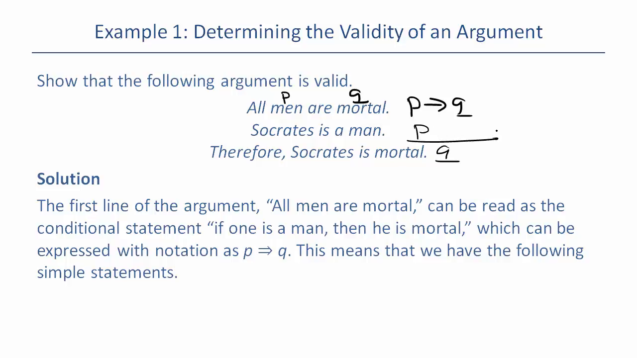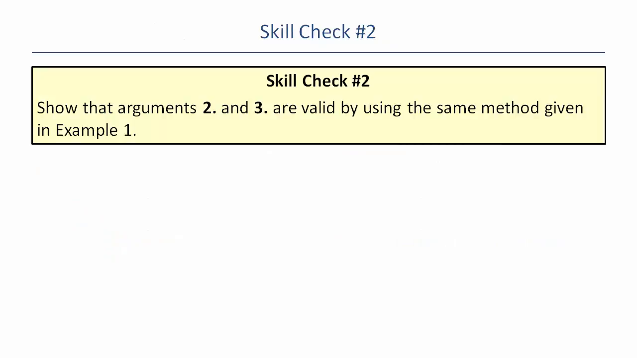And this is kind of how they do them with symbols a lot. They'll put the symbols and they'll put a little line down here, and then they'll put these three little dots, which means therefore. And you're basically asking yourself, is it true that if all the stuff above the line is true, then can we make that conclusion below the line? And we just saw that we could. How about this one? Show that arguments 2 and 3 are valid by using the same method given in example 1.